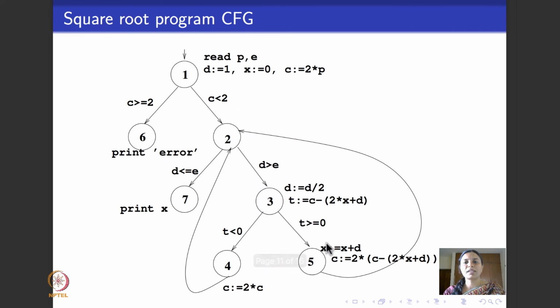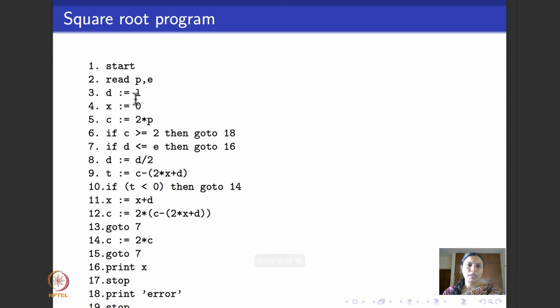So here is how the CFG will look if you had made an attempt to draw it using pen and paper. Node 1 was the initial node of the program where the program computation begins. It represents these 4 statements: read PE, d is equal to 1, x assigned to 0, c is 2 star p.